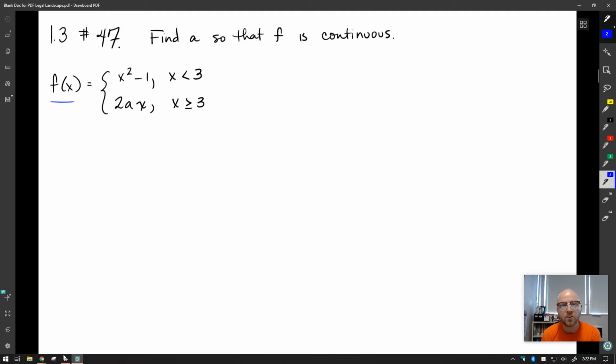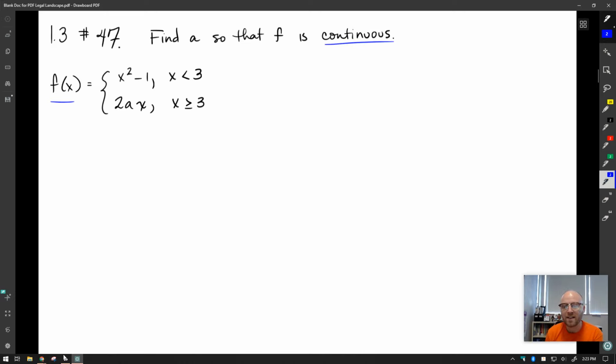So essentially there are two branches of this graph. This is parabolic. It is a parabola that's shifted down one space, and we follow that rule to the left of x equals 3. This is linear. It has a slope of 2a and a y-intercept of 0 when x is greater than or equal to 3. So what we want graphically is for this branch to connect to this branch, and we're going to do that with the definition of continuity.